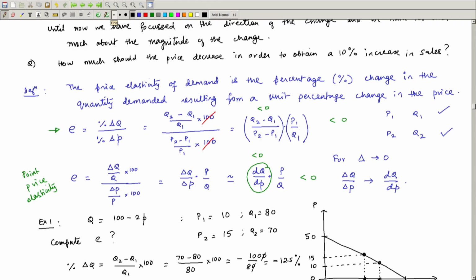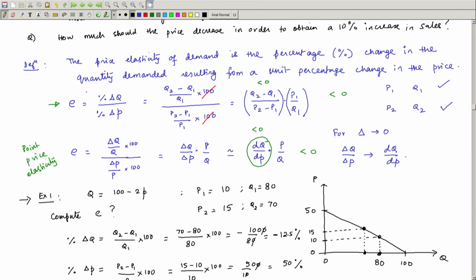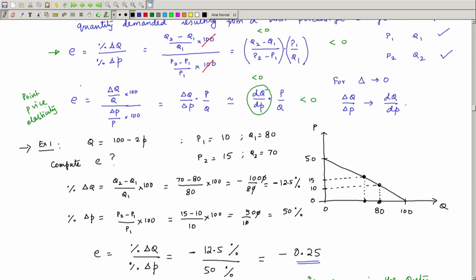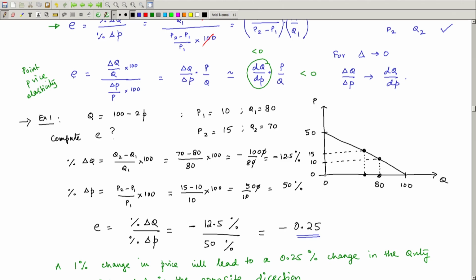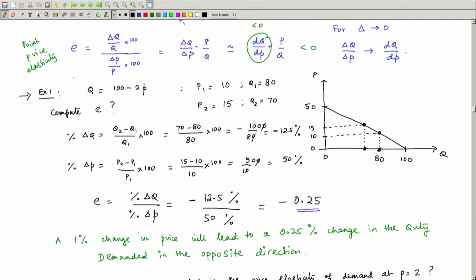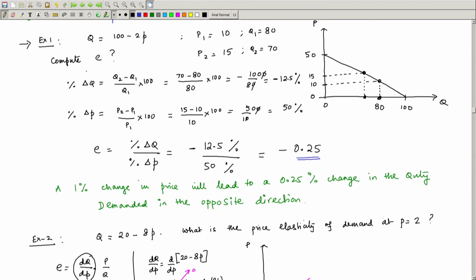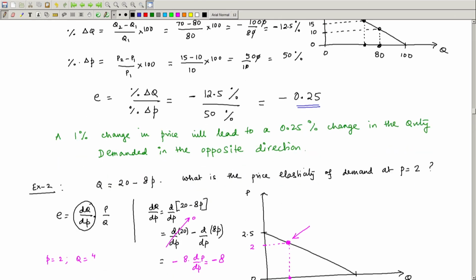Okay. And then we took an example where we were given a demand curve, a price P1 equal to 10, a price P2 equal to 15, and we found the corresponding quantities Q1 and Q2. We simply used the percentage change in quantity as Q2 minus Q1 divided by Q1 times 100. We computed the percentage change in price as P2 minus P1 divided by P1 times 100, and the percentage change in quantity divided by the percentage change in price gave us the price elasticity of demand. It turned out to be equal to minus 0.25, and recall, because the demand curve is downward sloping, the price elasticity of demand is always a negative number.